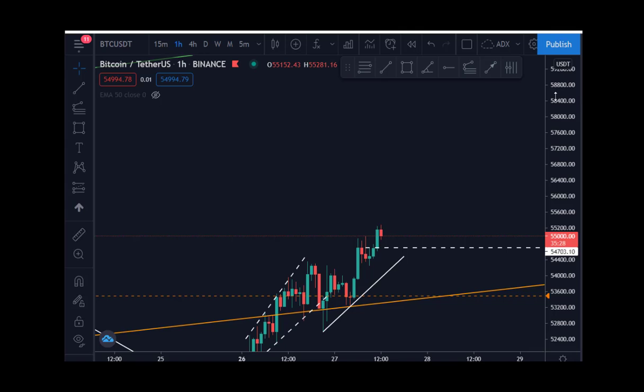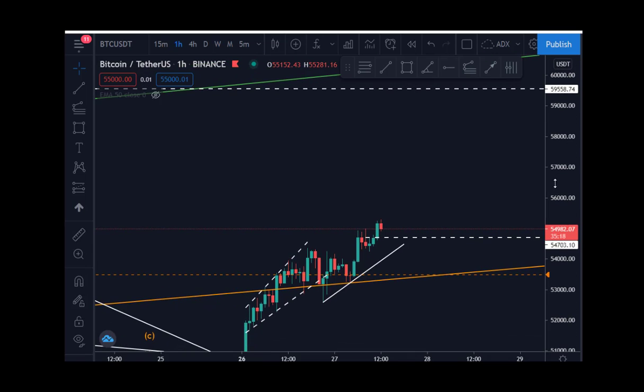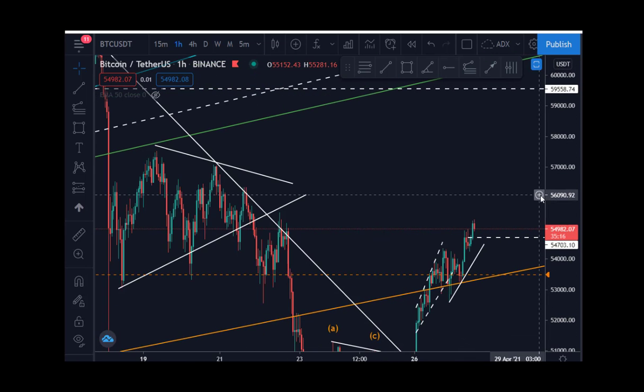So what I am trying to explain here is that the bulls are back, guys. So don't freak out, and if you have been selling your Bitcoin, I think it's the best time for you to buy, because it might take everybody by surprise.